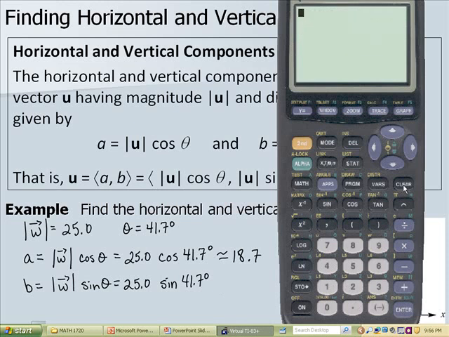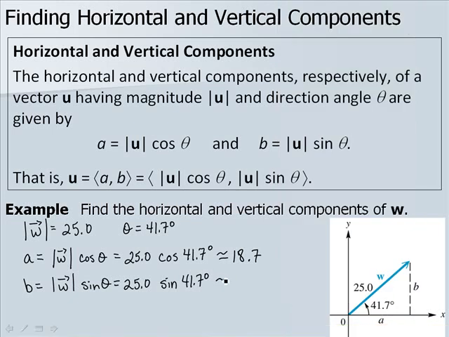Now we could also find these using our angle menu. We press second, apps, and to find our horizontal component we'll go down to number 7, and we want to type in our magnitude and our direction angle, and we see that we get our value of 18.7. To find the vertical component we go down to number 8 and again type in our magnitude and direction angle, and we see that here we get our value of 16.6.